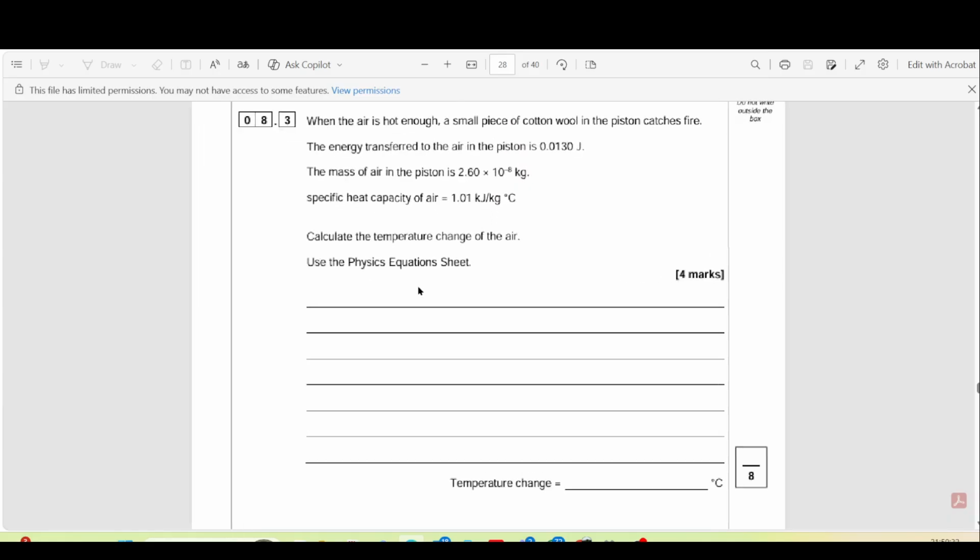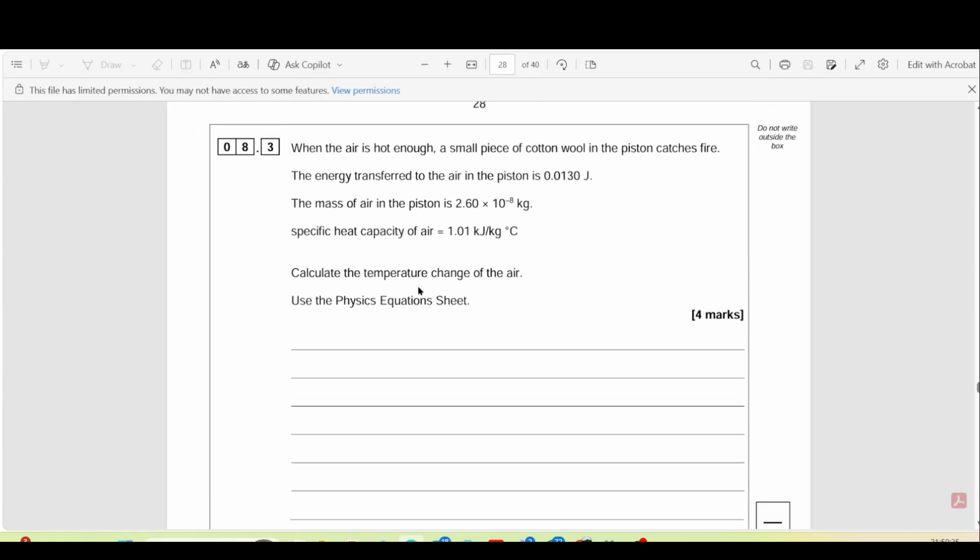So let's do 8.3. When the air is hot enough, a small piece of cotton wool in the piston catches fire. The energy transferred to the air in the piston is 0.0130 joules. The mass of the air in the piston is 2.6 times 10 to the -8 kilograms. The specific heat capacity of air equals 1.01 kilojoules per kilogram degree Celsius. Calculate the temperature change of the air.